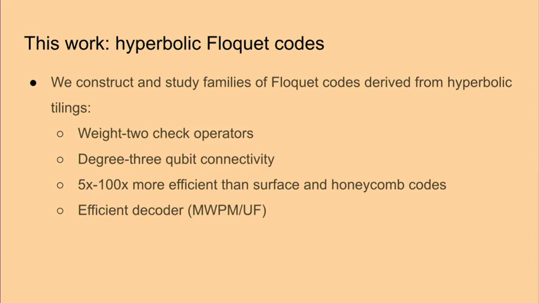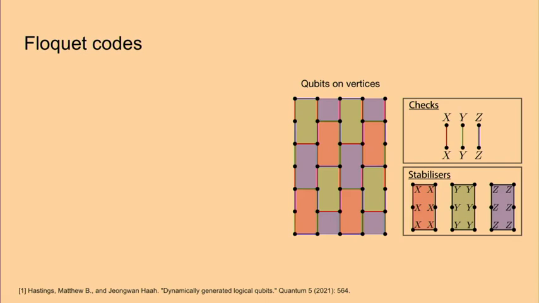Additionally, these are just Floquet codes. They can be decoded with matching or union find, and we find they have essentially the same threshold as honeycomb codes. So what are Floquet codes?